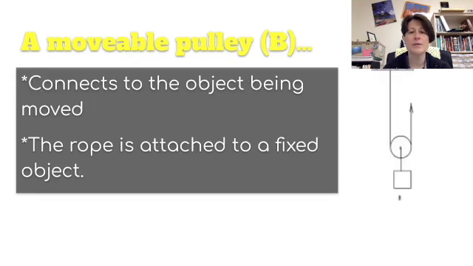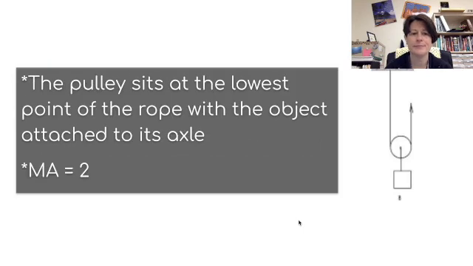There's also the second type, a movable pulley. This connects to the object being moved. And so here's the pulley, and see it's attached to the box here. And the rope is attached to a fixed object. So the rope is attached to, I don't know if this is the ceiling or whatever here, but it is attached to a fixed object. And you are pulling up here. So you're having to pull up instead of down. The pulley sits at the lowest point of the rope with the object attached to its axle.